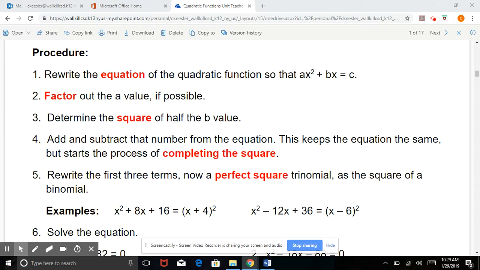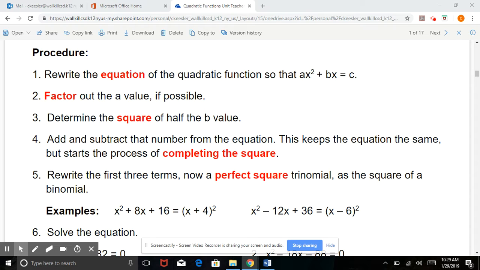So our procedure is to first rewrite the equation of the quadratic function so that ax squared plus bx equals c. Second, factor out the a value. Third, determine the square of half the b value. Fourth, add and subtract that number from the equation. This keeps the equation the same, but starts the process of completing the square.